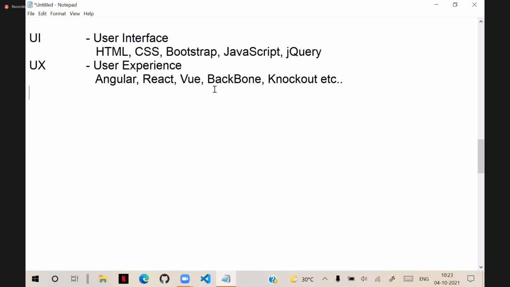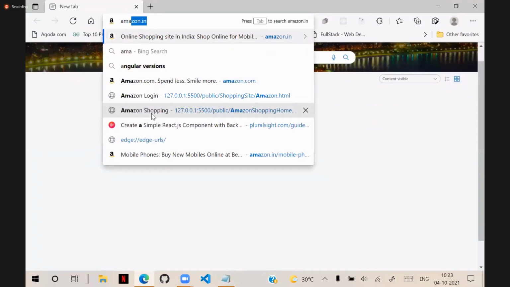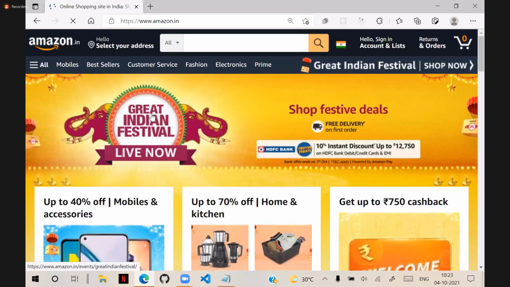By the end of this course, you will be able to build a complete end-to-end web application. End-to-end web application means, for example, you will be able to build an end-to-end application like Amazon. You can build something like this.